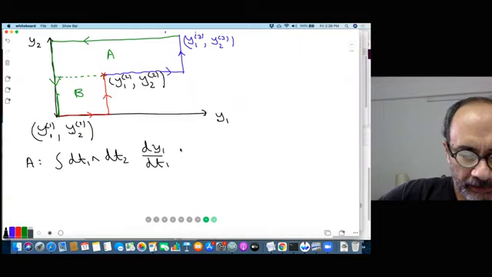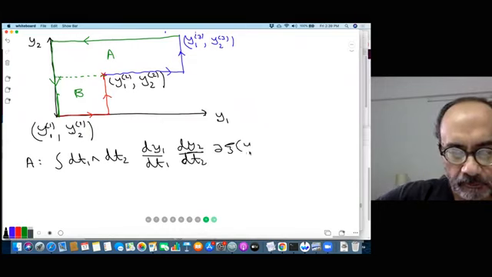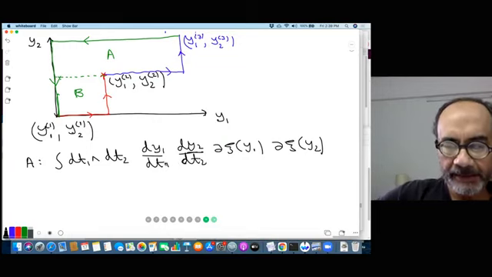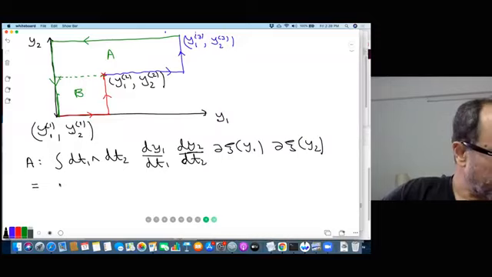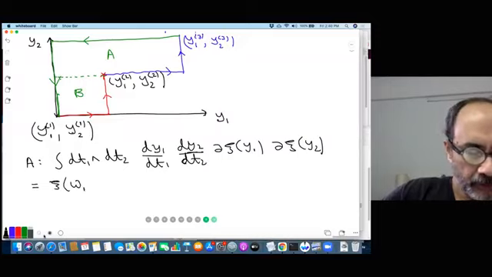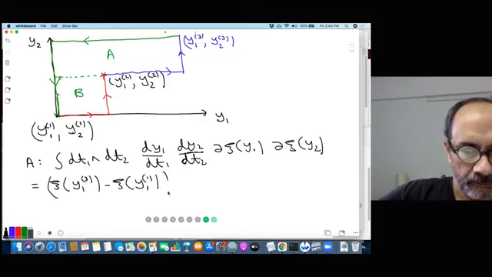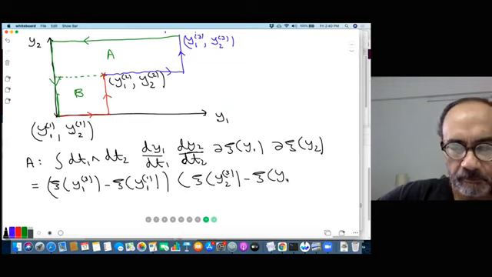dy1 dt1 dy2. So these are just total derivatives. This is just d/dt1 of xi y1 and this is d/dt2 of xi y2. So this integral can be done, and you can easily see that this will be given by xi of y1 ... So y2 moves from 2 to 3, this spans from 2 to 3 and the y1 spans all the way from 1 to 3.